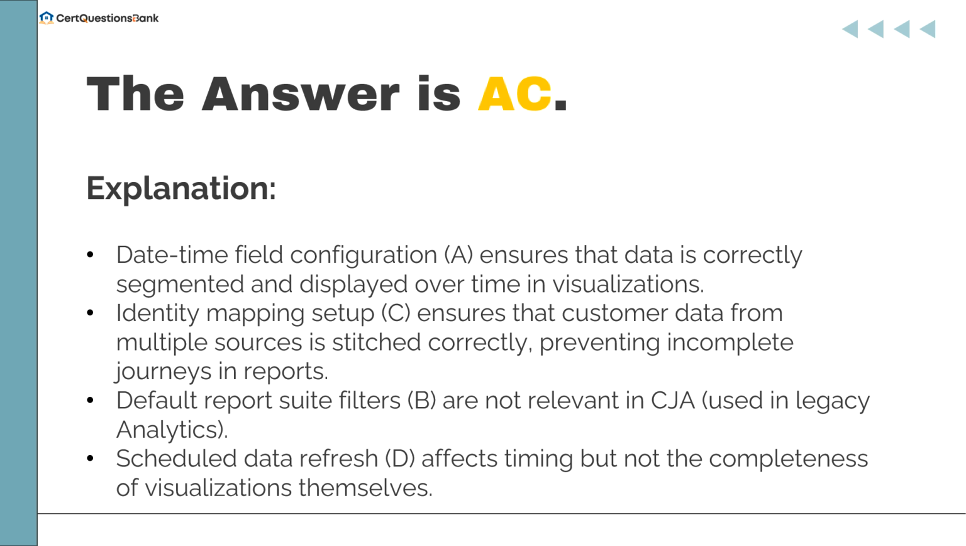Date-time field configuration, A, ensures that data is correctly segmented and displayed over time in visualizations. Identity mapping setup, C, ensures that customer data from multiple sources is stitched correctly, preventing incomplete journeys in reports. Default report suite filters, B, are not relevant in CJA, used in legacy analytics. Scheduled data refresh, D, affects timing but not the completeness of visualizations themselves.